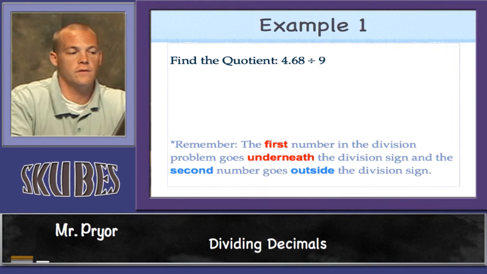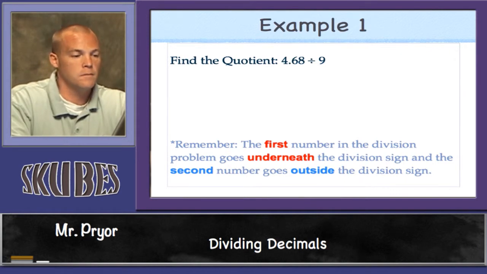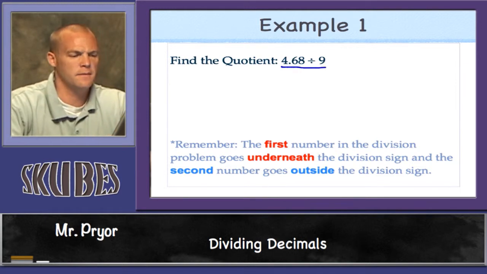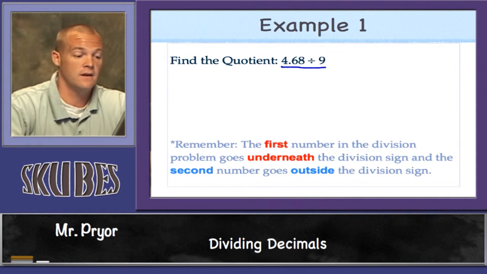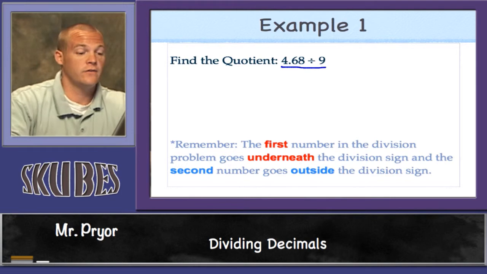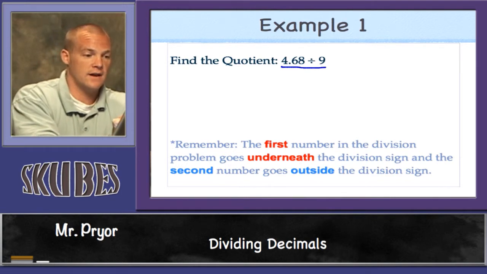The first one here, we're simply going to divide 4.68 divided by 9. When the problem is set up in this way, as you can see at the bottom, the first number in the division problem goes underneath the division sign. That is important because the order in division problems matters. So that second number then will go outside, like so.